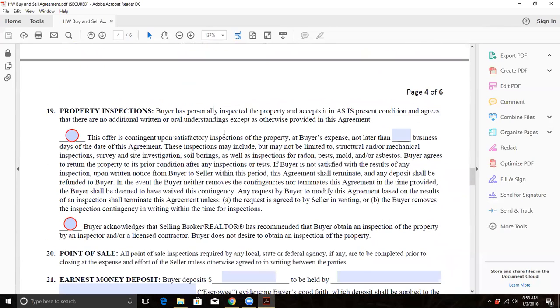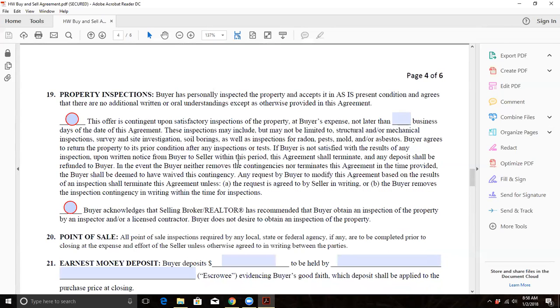Property inspection. Buyers personally inspected the property and accepted it as is, present condition, and agree that there are no additional written or oral understandings except as otherwise provided in this agreement. We do get some confusion sometimes with as-is language. People are like, well, can I still do an inspection? Yes. In this portion, you're just agreeing that when you take possession of the property, you've done all your inspection, and you're agreeing to take it as is at the time of possession. Not that you're agreeing right now to take it or leave it.